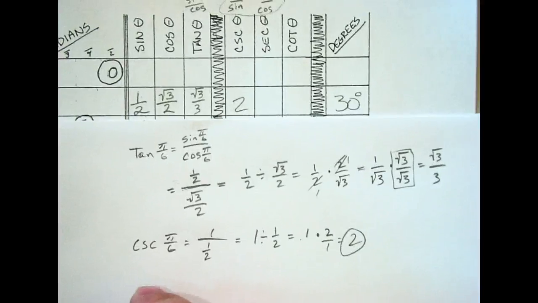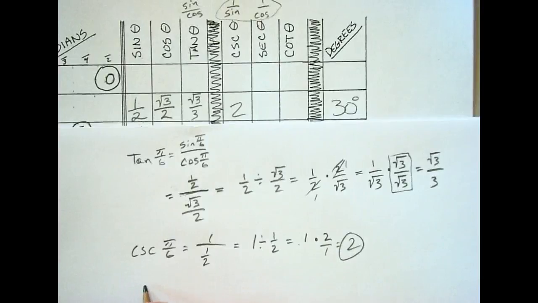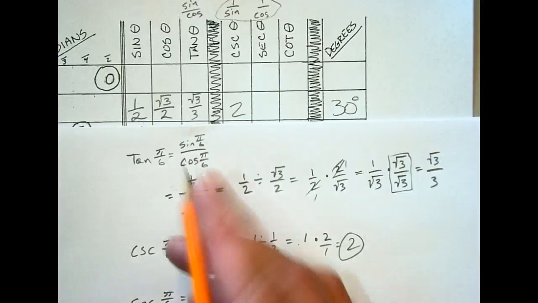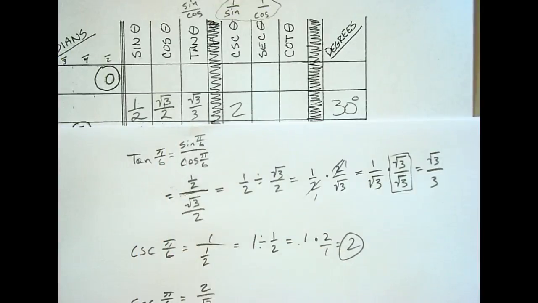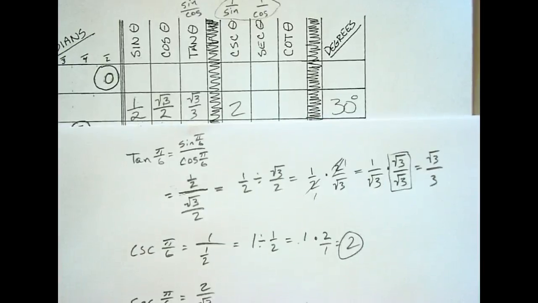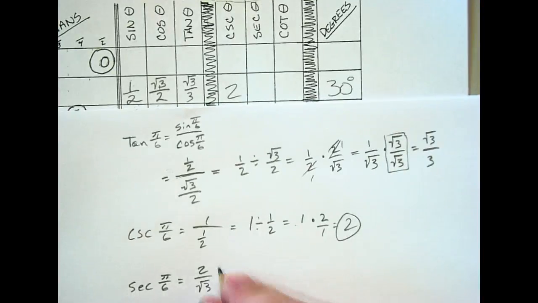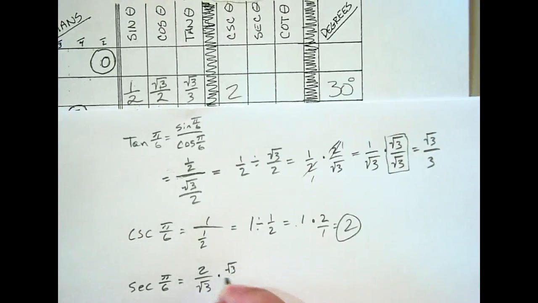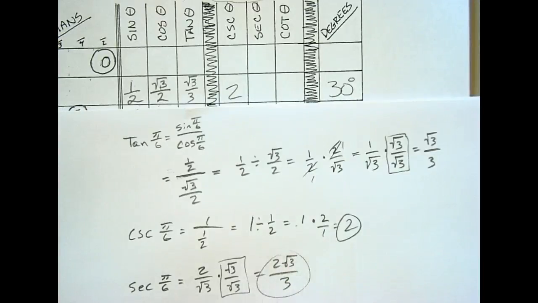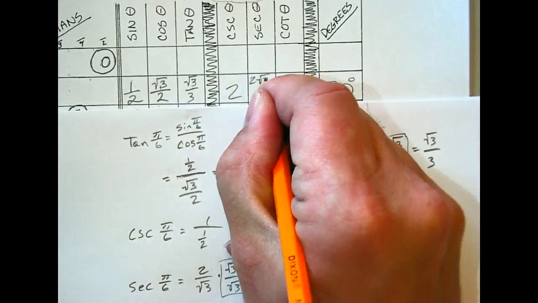I'm running out of room here. Okay? Our secant is the reciprocal of cosine. So secant of pi over 6 is equal to 2 over root 3, right? We flip this. Well, 2 over root 3 can't have a radical in the denominator, so we got to multiply by root 3 over root 3 equals 2 root 3 over 3. This is 2 root 3 over 3.